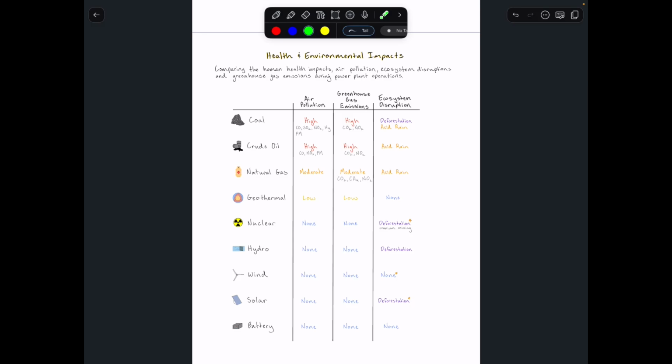And then for batteries, they are quite small systems. They don't generate electricity, so they don't emit any air pollutants and they don't emit any greenhouse gas emissions. And their footprint when building them out is very small, so they don't lead to any ecosystem disruption.